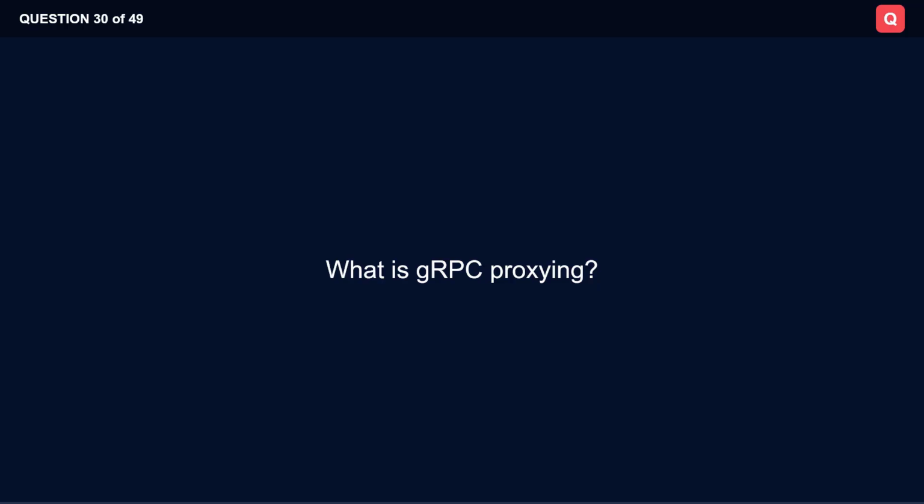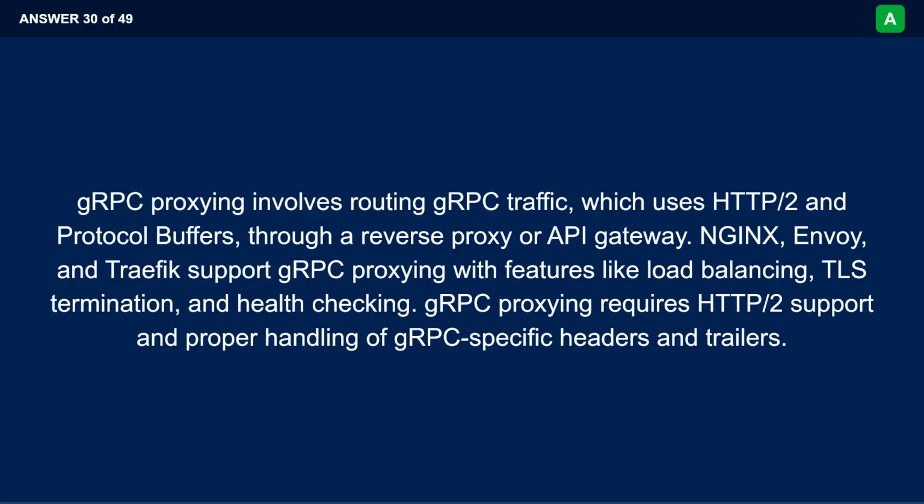What is gRPC proxying? gRPC proxying involves routing gRPC traffic, which uses HTTP/2 and protocol buffers, through a reverse proxy or API gateway. NGINX, Envoy, and Traefik support gRPC proxying with features like load balancing, TLS termination, and health checking. gRPC proxying requires HTTP/2 support and proper handling of gRPC-specific headers and trailers.